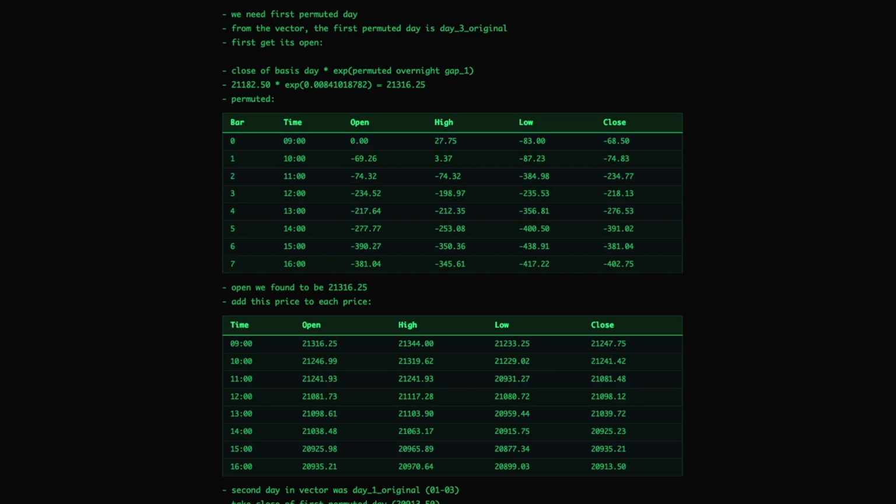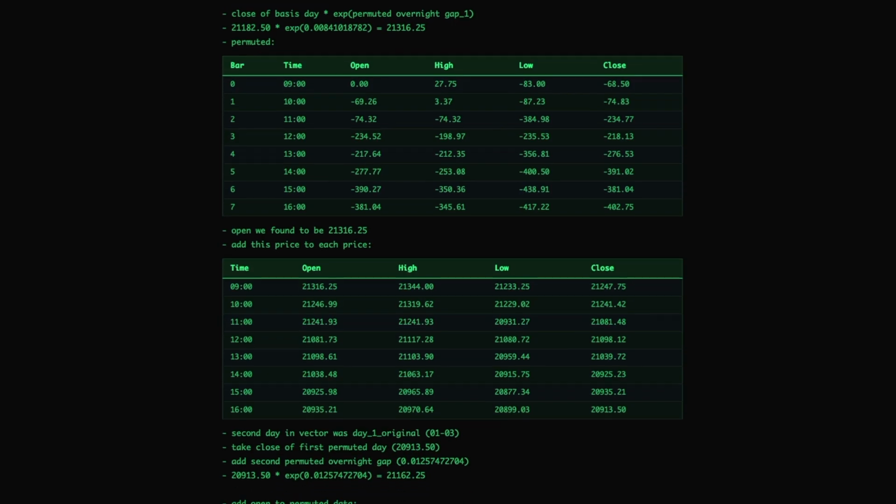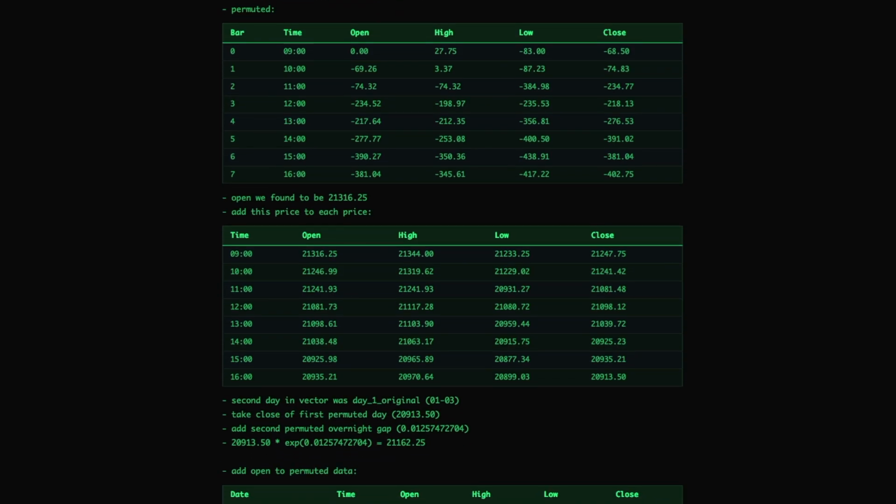Then we look at what the first permuted day looks like. Remember that the first permuted day is day 3 of the original data, January 7th, due to the shuffling of the days of data vector. Now we know that its open is 21,316.25. We can just add this number to all the prices in this day because we have already centered them around the open. This gives us the first permuted day. That's the basis day and the first permuted day stitched.